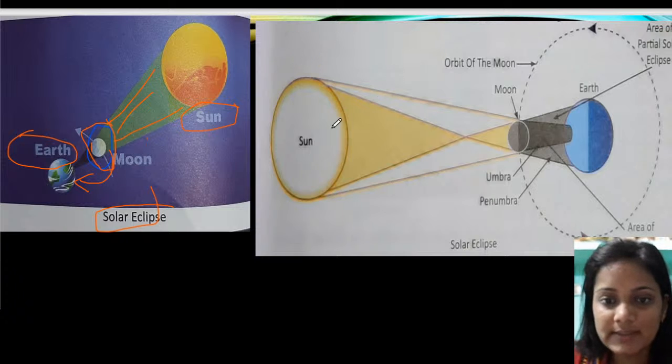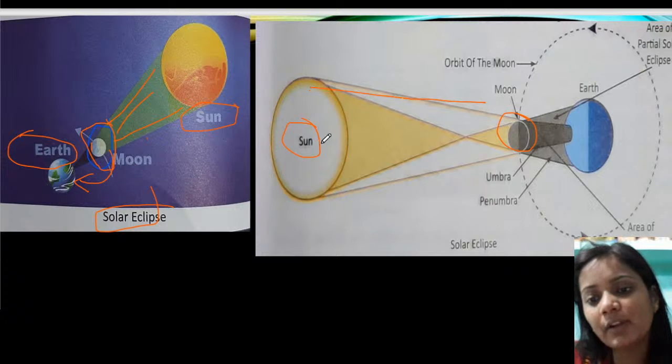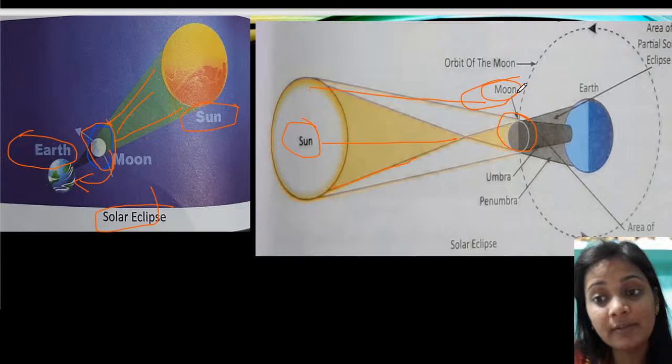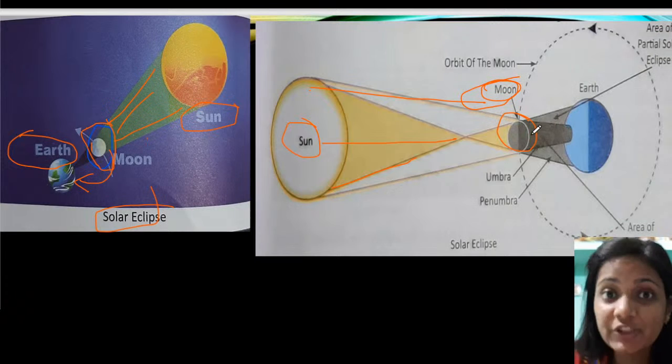On this side we have the moon at the center, and on this side we have the sun. Now what will happen when the sun's rays fall on the moon? The moon has blocked the path of the sunlight. Now the moon's shadow will form on the earth, because all these three are together.